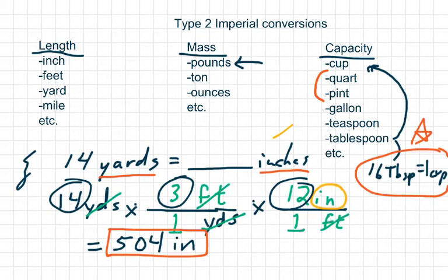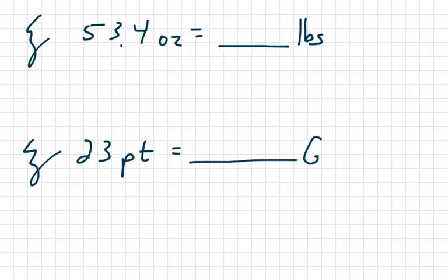Okay, so I hope you see that the most important part is whatever unit you're trying to get rid of, for instance, in this one is yards, on your next fraction, that unit goes in the bottom. And then you just keep going like that until you eliminate all but the unit you want to be in. So you'll see it again in the very next example.